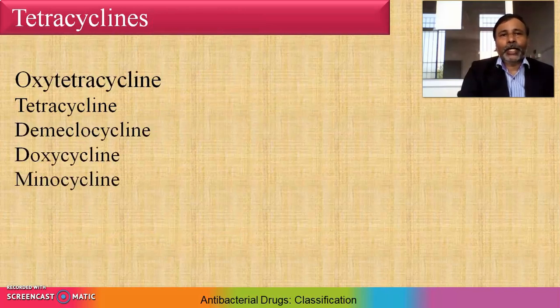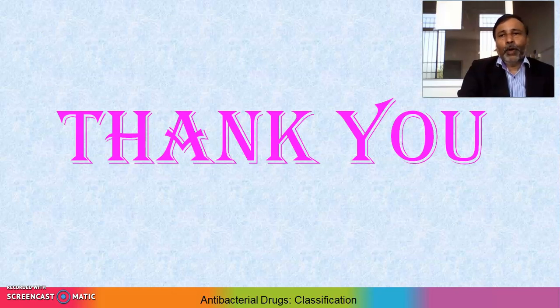Now let's see about tetracycline. They have given direct examples, that is oxytetracycline, tetracycline, demeclocycline, then doxycycline, and minocycline. So this is all about the classification regarding antibacterial agents.